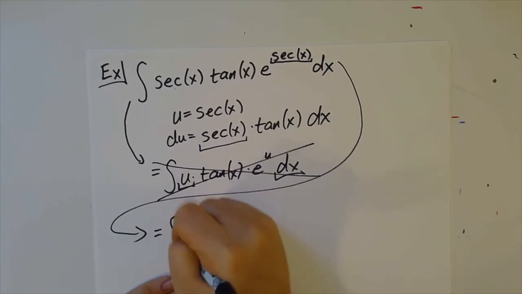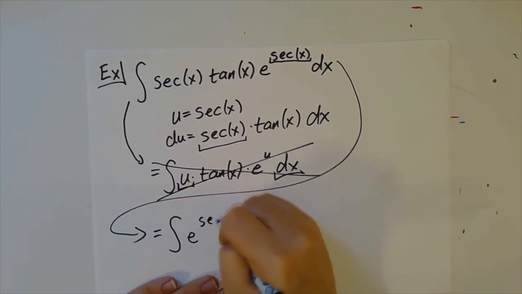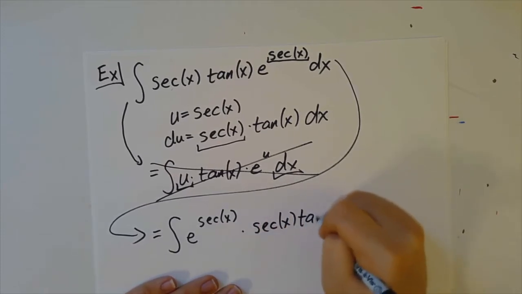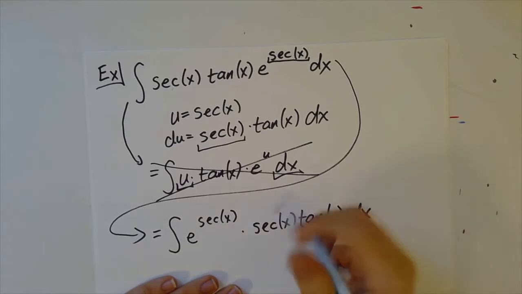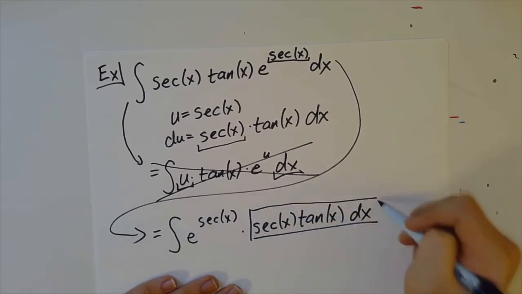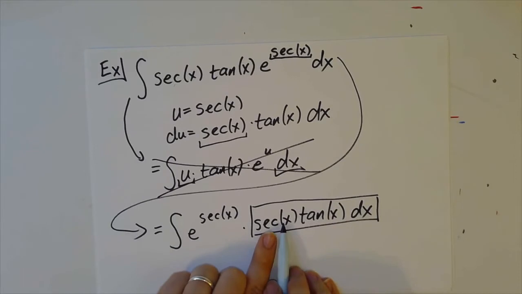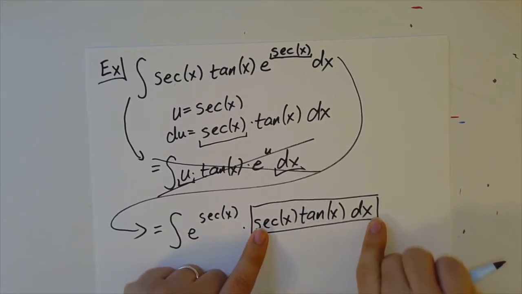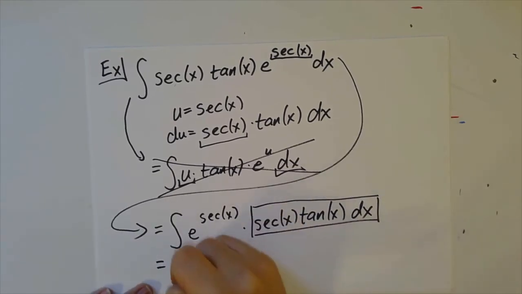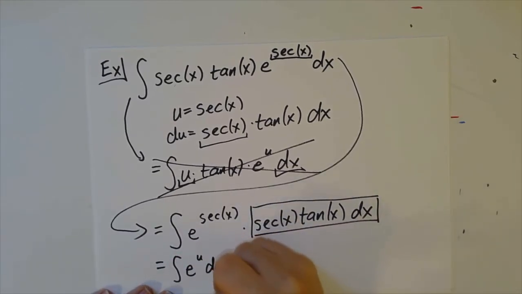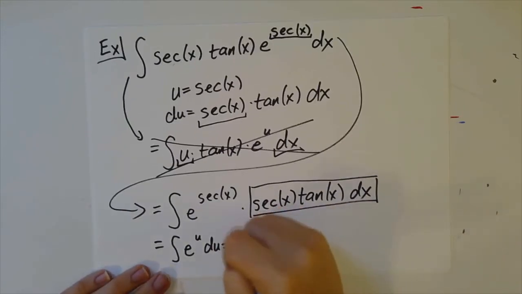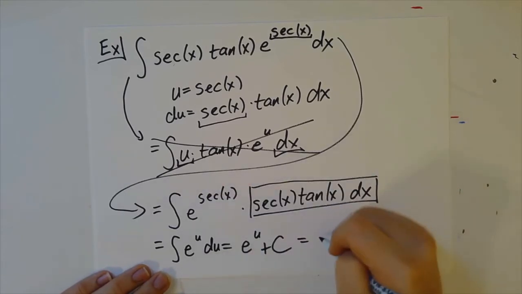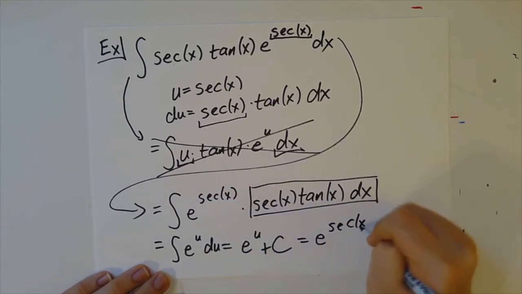So namely, I want to write this as the integral of e to the secant of x times secant of x tangent of x dx. Okay, and now that, instead of viewing this secant as being by itself a u, I'm viewing this secant, tangent, and dx, those three together, as a du. So this integral is just the integral of e to the u du, which is e to the u plus c, which is then e to the secant of x plus c.